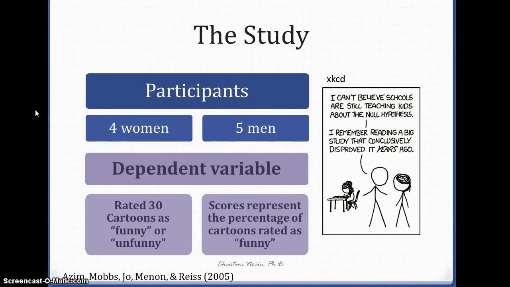And they wanted to make sure that it wasn't just that women viewed things as being funnier or men viewed things as being funnier in terms of a baseline. So this example is based on the results of the second part of their study. In our particular example, we're working with 4 women and 5 men. And they were shown a series of 30 different comic strips, and then they were asked to rate whether they were funny or unfunny. And the scores that we're working with represent the percentage of cartoons that each individual rated as being funny.